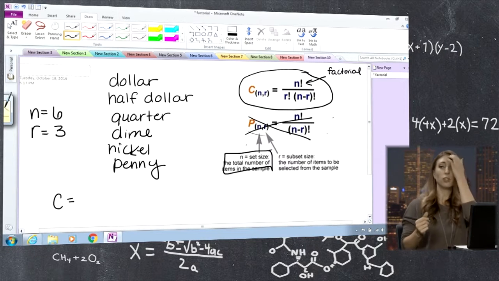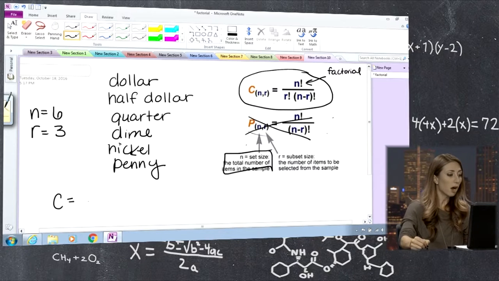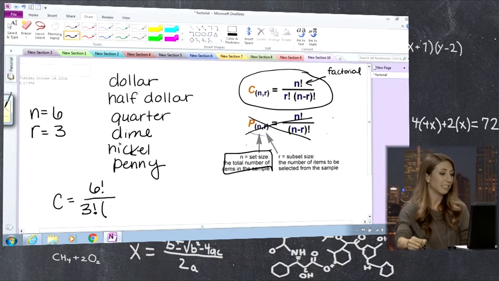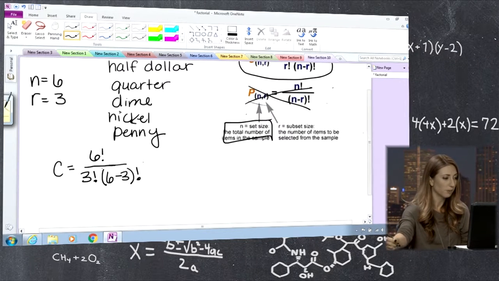And if you know these 2 things, you can find out how many different combinations we can make. So we're going to say C is equal to n factorial, which is 6 factorial, over R factorial, which is 3 factorial, times n minus R factorial. So we'll say 6 minus 3 factorial. I'm just going to walk through the steps of simplifying this.